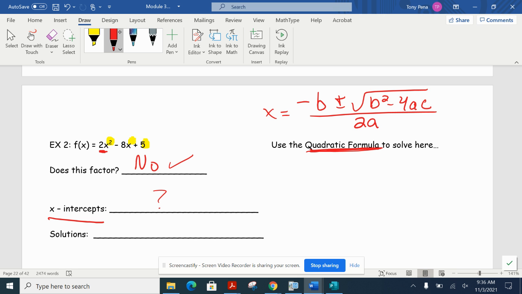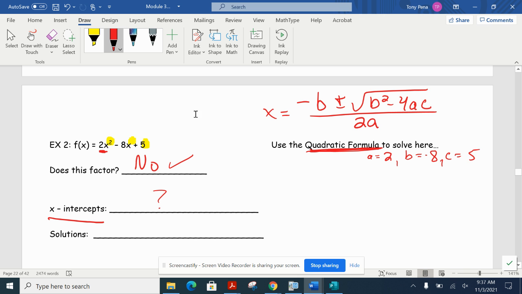So for this question, I'm going to label these again. A is the 2, because that's the number in front of the squared term. The b is a negative 8, because that's the number in front of our regular old x. And then the c is your constant, and that is the positive 5. From this point on, it's really just a formula. We know what each letter means. You're going to plug that in.